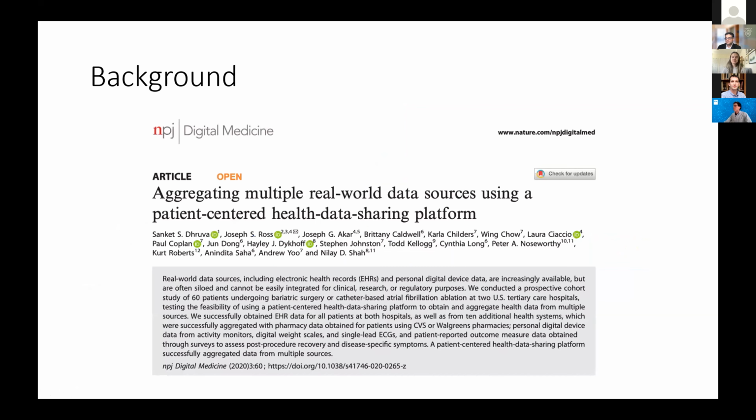So with Hugo's capabilities, we conducted an 8-week cohort study at Yale and Mayo, tracking 60 patients after they underwent catheter ablation for atrial fibrillation or bariatric surgery. In this paper published last year, the team demonstrated the feasibility of using the Hugo platform to aggregate personal digital device data, patient-reported outcomes data, and EHR data.